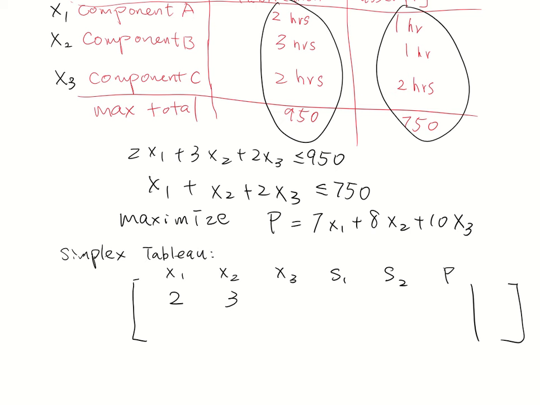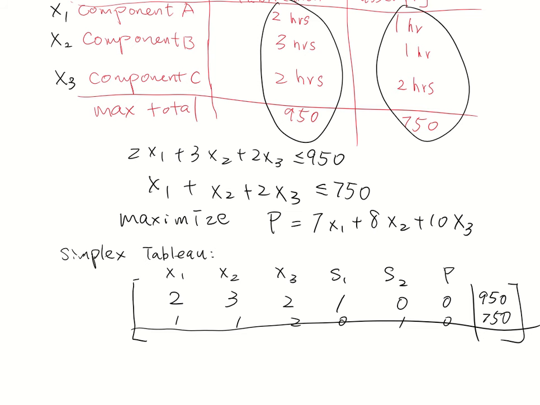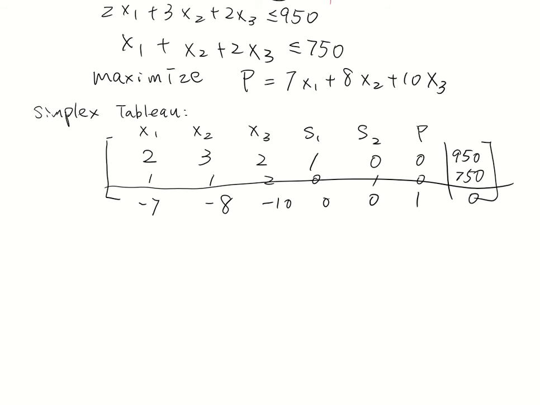All right, so the first row is 2, 3, 2, S1 is 1, 0, 0, 950. And the second row is 1, 1, 2, 0, here we add S2, 1, 0, 750. And the last line is -7, -8, -10, 0, 0, 1, 0. We can tell the basic variables are S1, S2 and P here, and the non-basic variables are x1, x2 and x3.